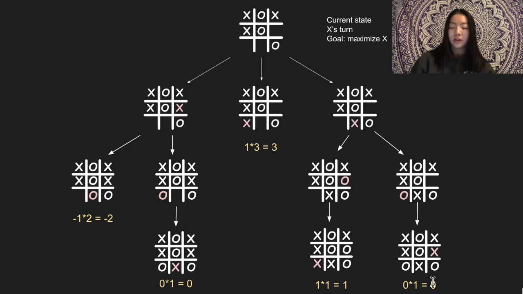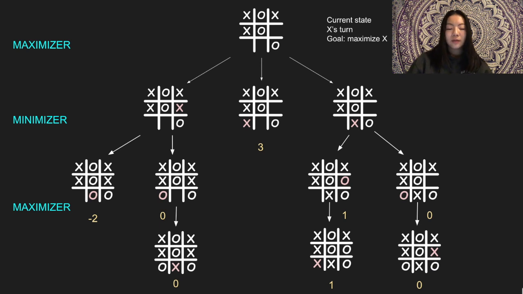Now that we have these utility values, we can propagate them back up to find the most optimal path to take. So at the very bottom level, we have a maximizer function because it's X's turn. There's actually no decision to be made in the bottom row because there's only one option, one path to take. In the second row, it's O's turn, and we assume that O will be taking their most optimal path, which means that we want to minimize the value that O has. And in this case, on the left-hand side, it's between -2 and 0. And since -2 is less than 0, the left gets assigned a utility value of -2.